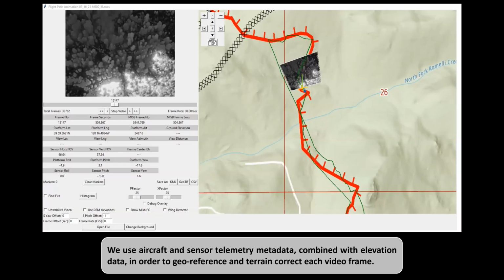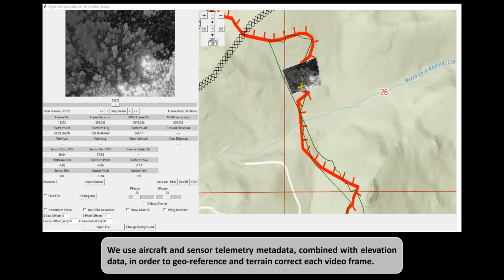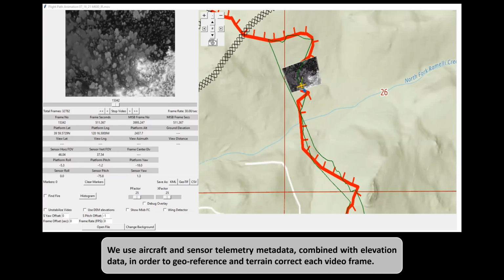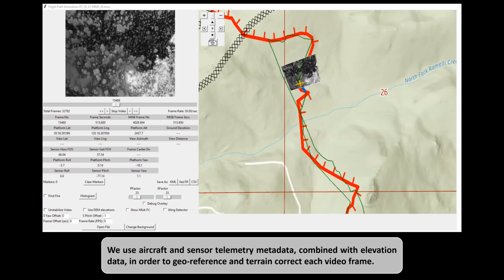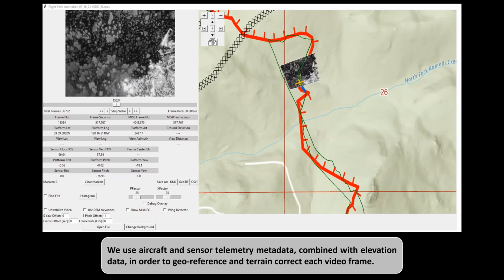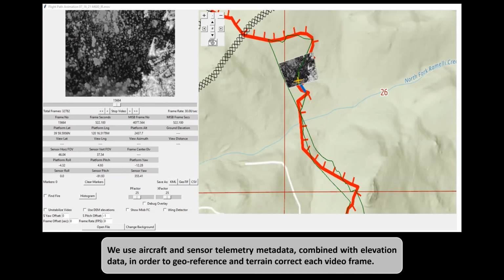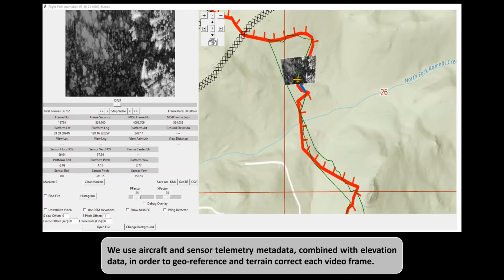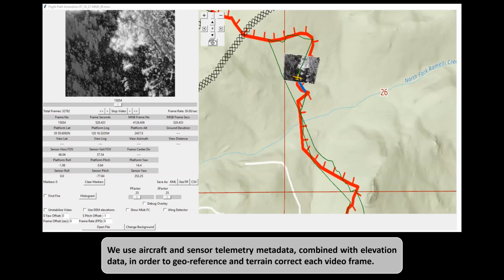This video shows the user interface for the program that we developed playing. As you can see, we're taking the video on the left, which is an image space perspective view, and we're using the aircraft and sensor telemetry metadata combined with elevation data to georeference those video frames by projecting them to 2D map space.